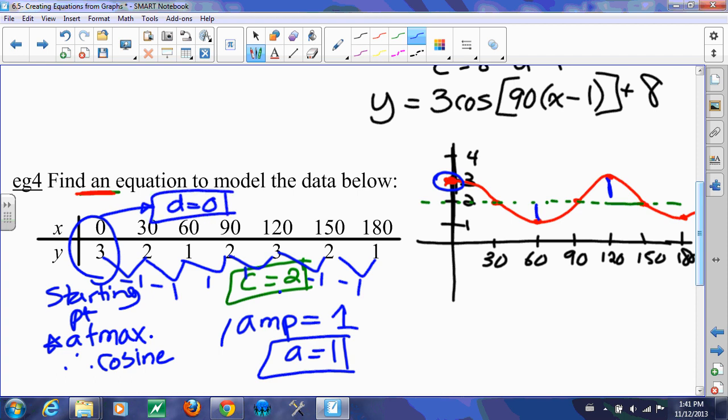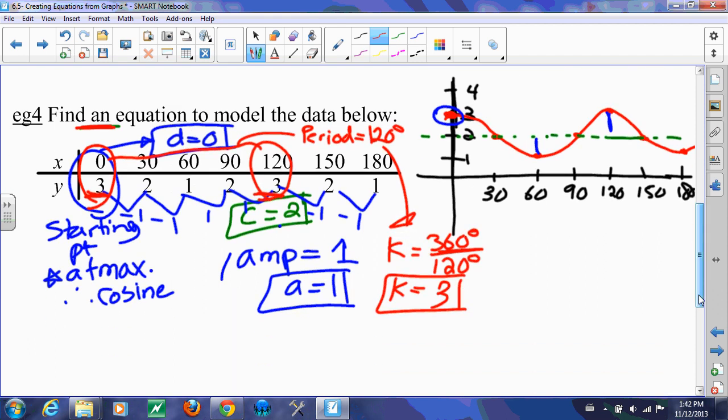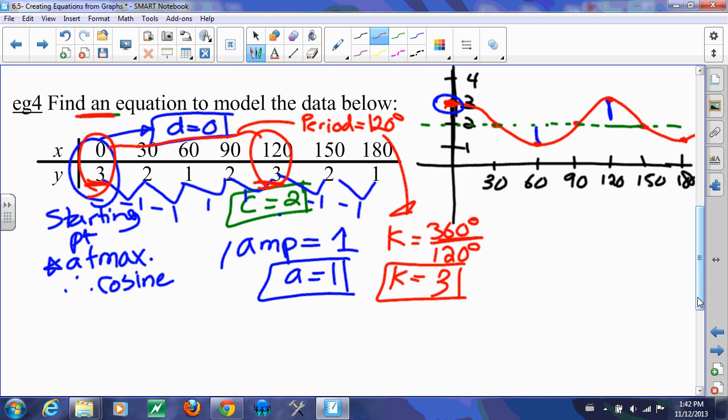The last thing we have to do is figure out K. In order to figure out K, we have to say, hey, at what time do we get back to the same value of 3? Because you go from max to max. So what does this tell us here? This tells us that our period is what? 120 degrees. Sub that in. K equals 360 degrees divided by 120 degrees. So it tells us that K equals 3. Now we have all 4 pieces of the puzzle. We can now sub it into the equation. So y equals cos of 3x plus 2.